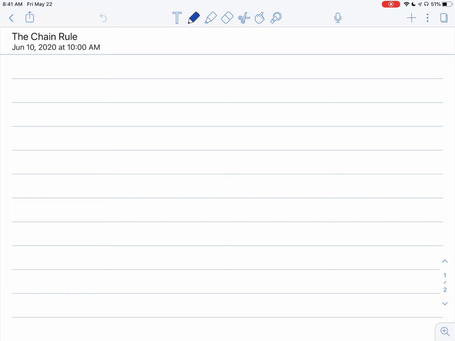Today we're going to be looking at ways to find the derivative of a composite function. And the rule that we're going to be using for this one is something called the chain rule. So let me go ahead and tell you what our chain rule is to start with.